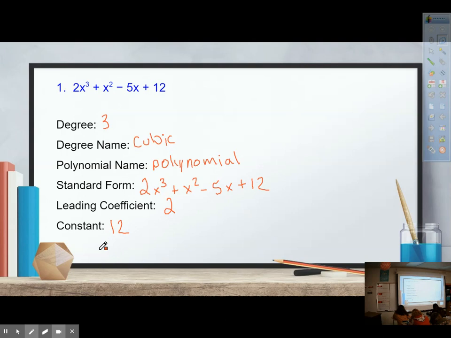All right, does this teacher model have 1 or 2 examples? 2. Okay, 2. Let me do another one.